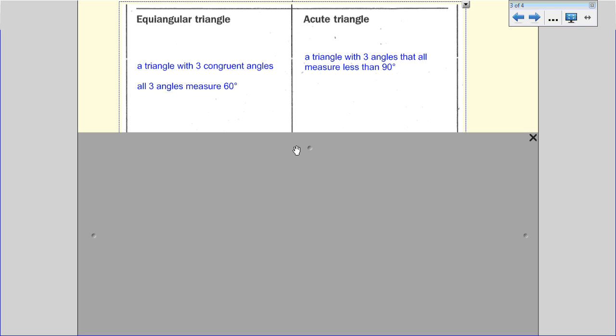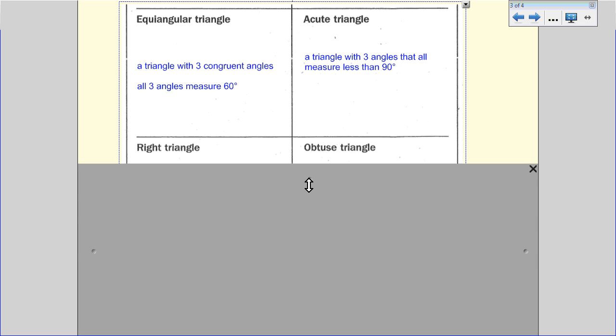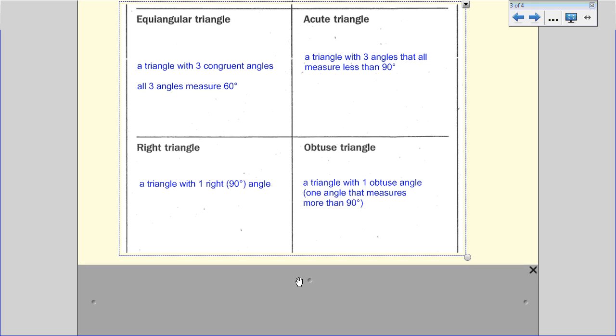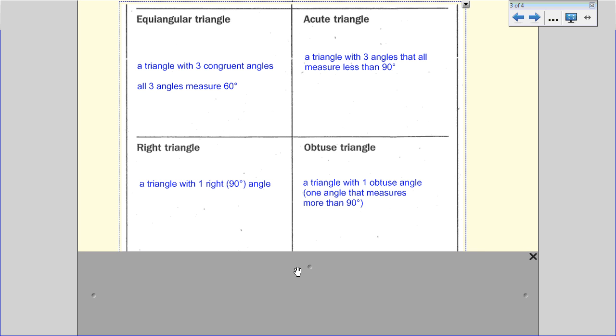An acute triangle is a triangle with 3 angles that all measure less than 90 degrees. So we're pulling on those definitions from earlier in the year. A right triangle is a triangle with 1 right angle, so it's 90 degrees. And then an obtuse triangle is a triangle with 1 obtuse angle, which means 1 angle that measures more than 90 degrees.